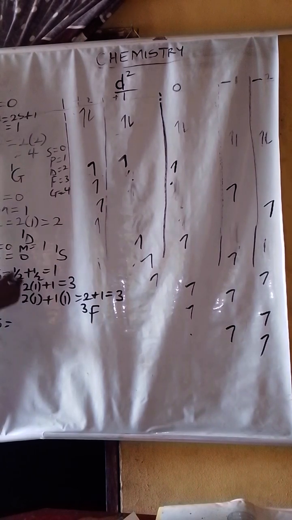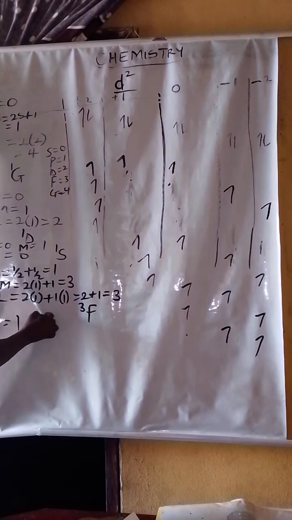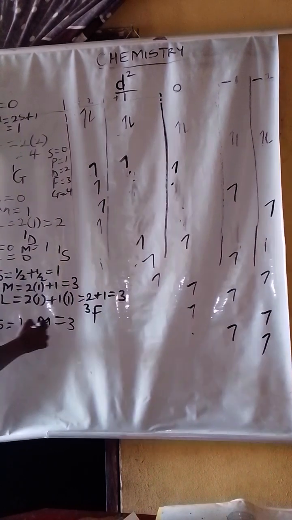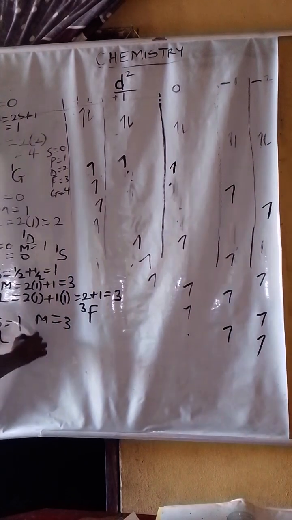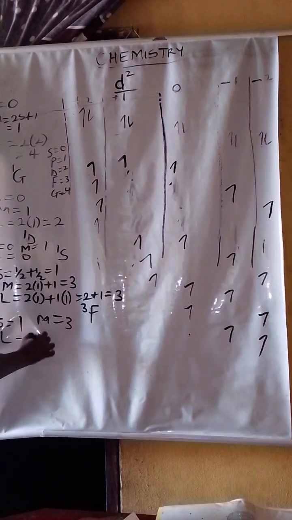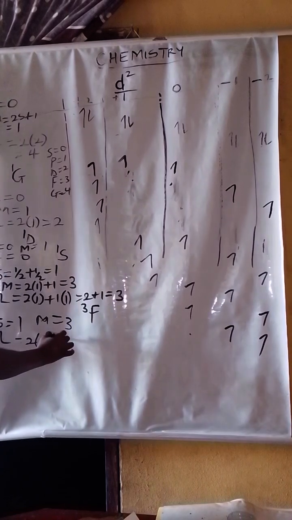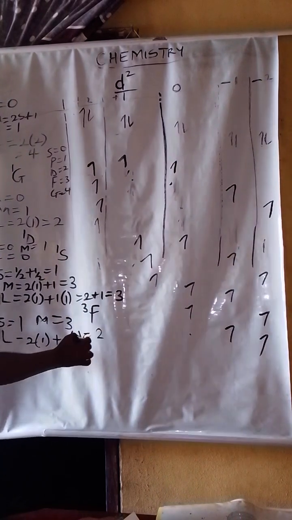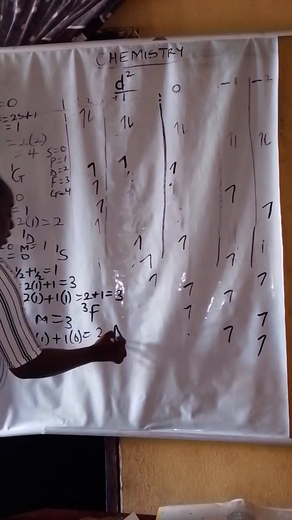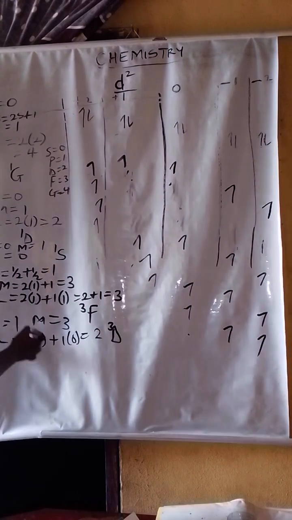Now let's go for 2 and 0. We still have 1. Our m is 3. So for L will be 2 into bracket 1 plus 1 into bracket 0, and that will give us what? 2. And what's 2? D. So we have 3D.